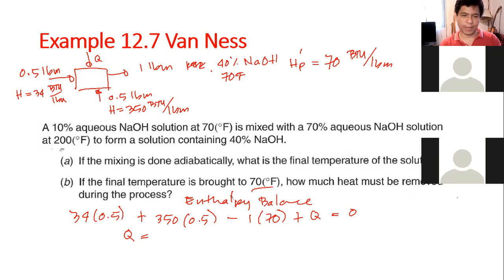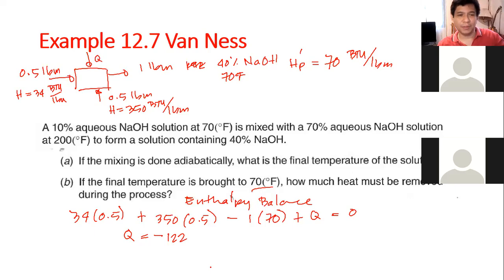34 times 0.5 plus 350 times 0.5 minus 70 plus Q equals to 0. Okay? So you're supposed to get negative 122. Anong unit nun? Negative 122. Anong unit? Siyempre, BTU per pound mass. Q eh.